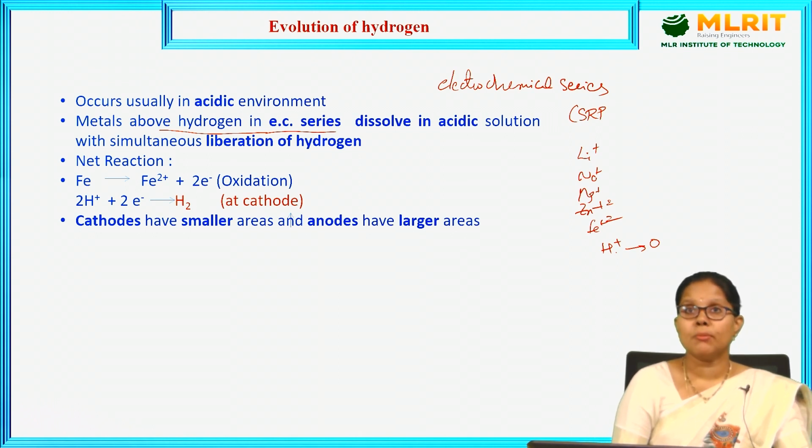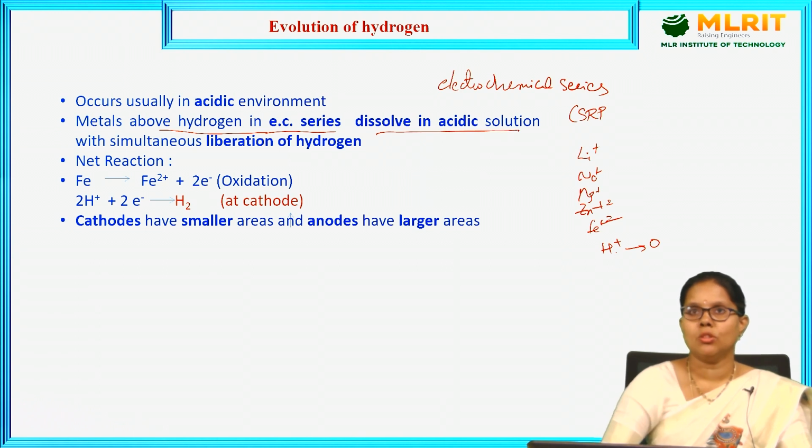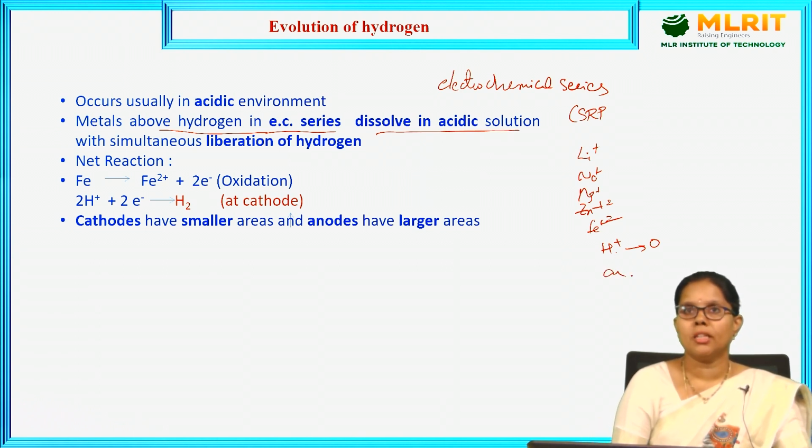Metals above hydrogen in the electrochemical series undergo dissolution in an acidic solution. A metal below hydrogen is copper. Copper is below hydrogen in the electrochemical series and does not undergo any dissolution in the acidic medium. It is stable.